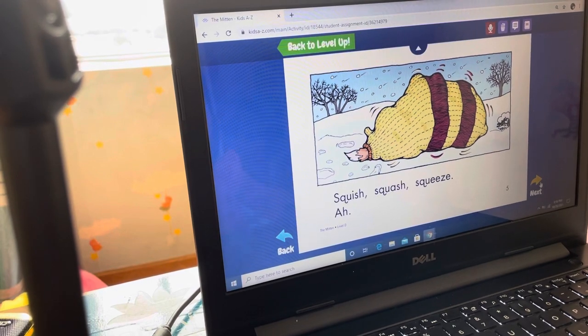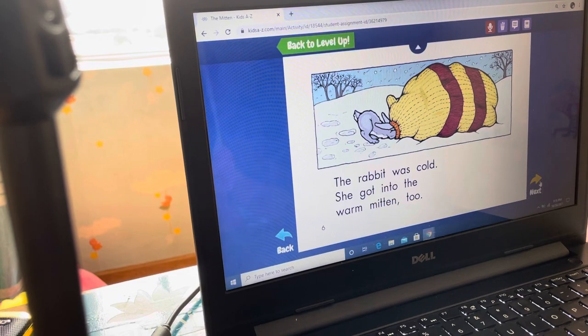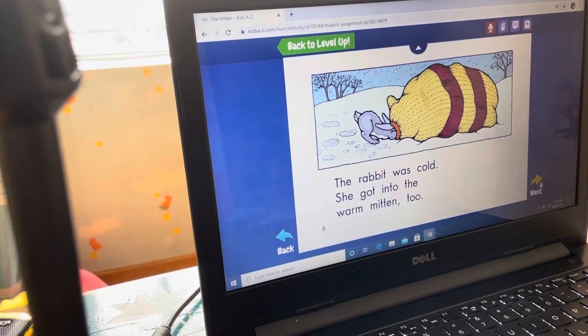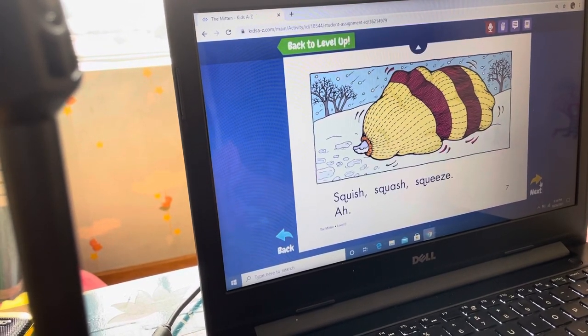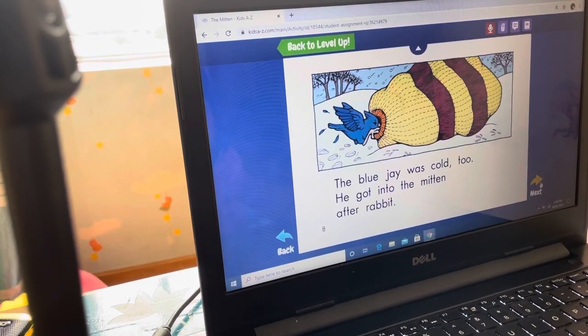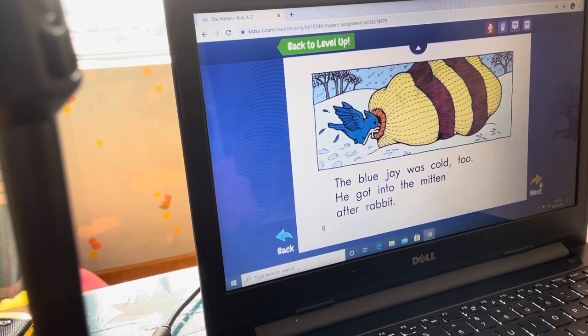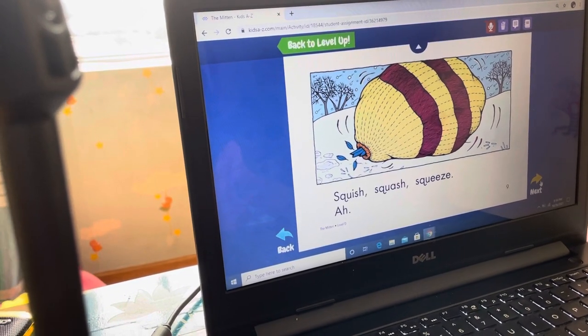Squish, squash, squeeze. The rabbit was cold. She got into the warm mitten too. Squish, squash, squeeze. The blue jay was cold too. He got into the mitten after the rabbit. Squish, squash, squeeze.